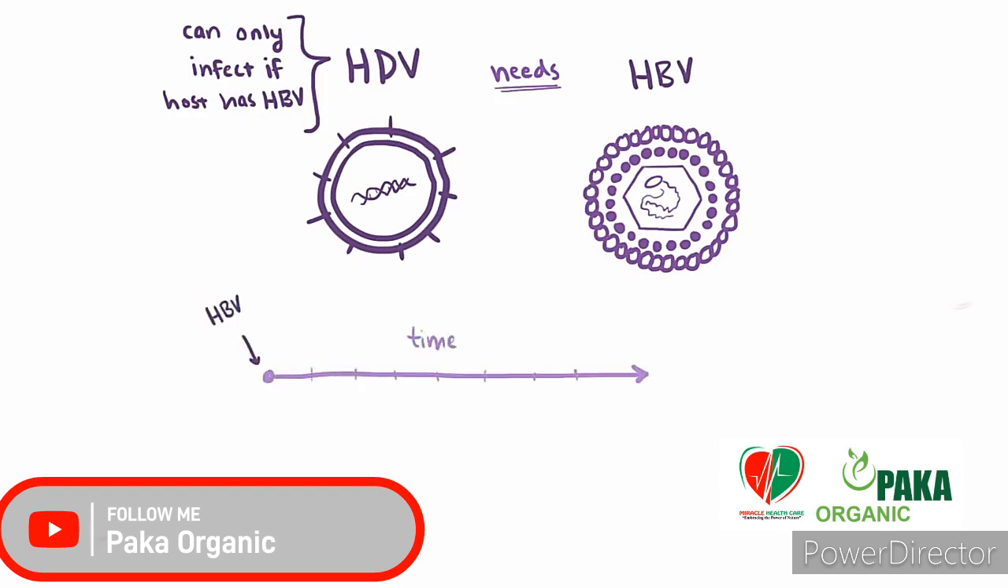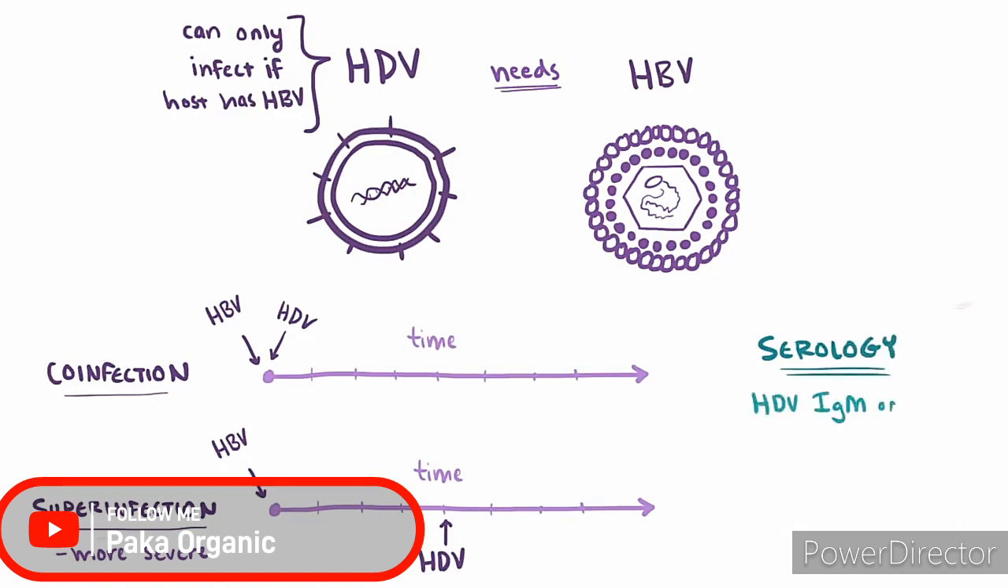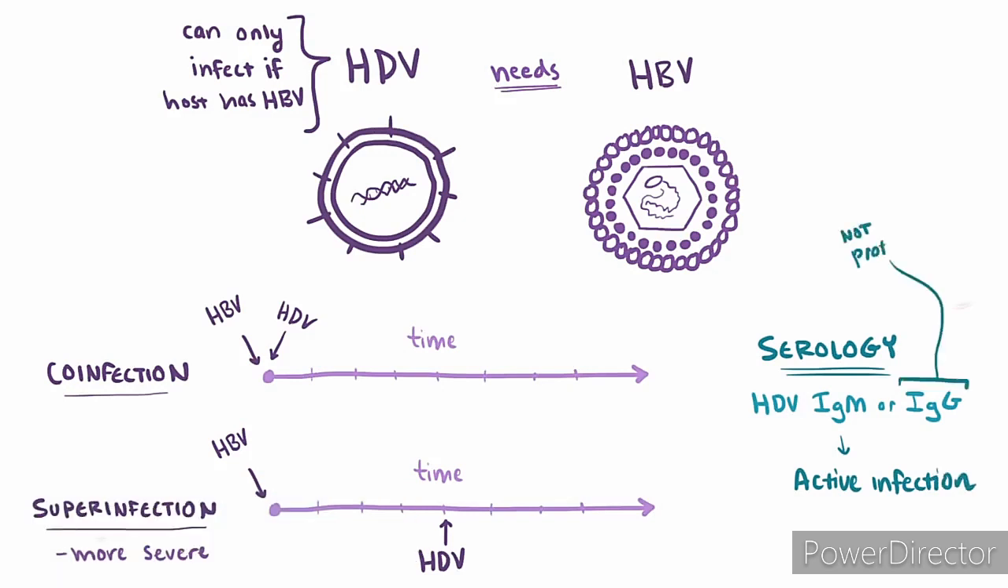If it infects at the same time, it's called co-infection. If it infects sometime later, it's called superinfection, which is considered to be more severe than co-infection. If either the IgM or IgG antibody are present, that indicates an active infection. So in this case, the IgG is not a protective antibody. And that is a very brief overview of viral hepatitis.